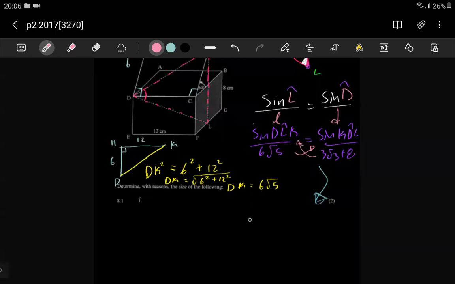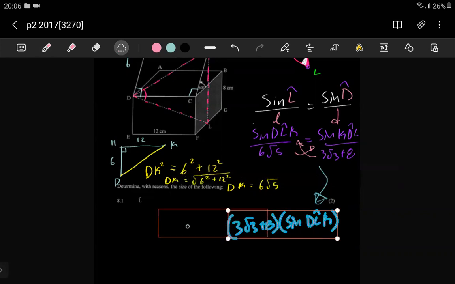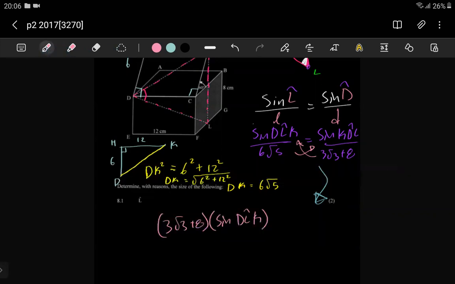It's going to give you 3 square root of 3 plus 8, the whole thing multiplied by sine DLK. Here you have to use brackets. If you don't use brackets, you're going to flop. And flopping is not allowed. When you're on a roll, don't flop. This times that is going to give you 6 square root of 5 multiplied by sine KDL.